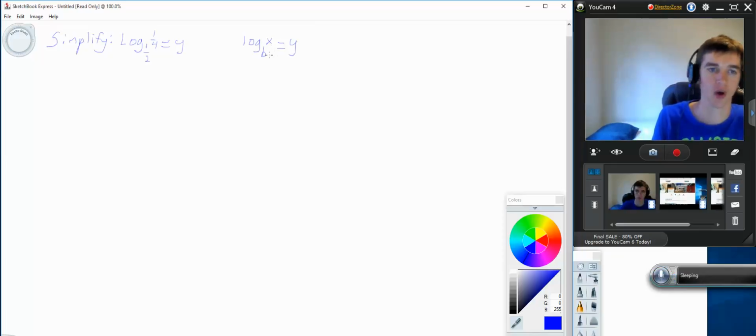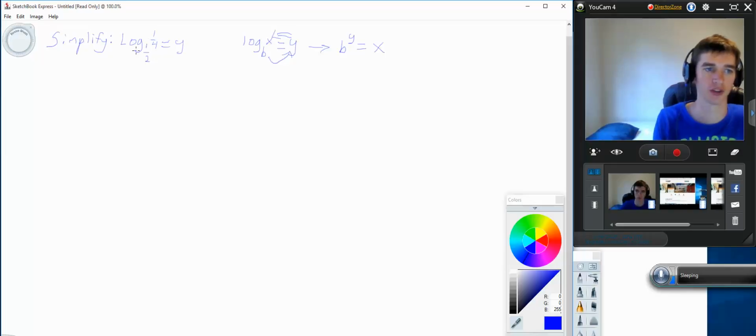In order to change the form, all you have to do is change the logarithm into exponential form. All you need to do is have b raised to the y equal to x. So in other words, b to the y equals x. Now you're like, okay, what does this mean? Well, we're going to use this form to change the look of this logarithm. So I'm going to show you.